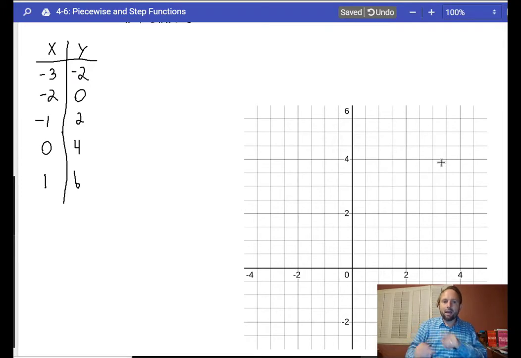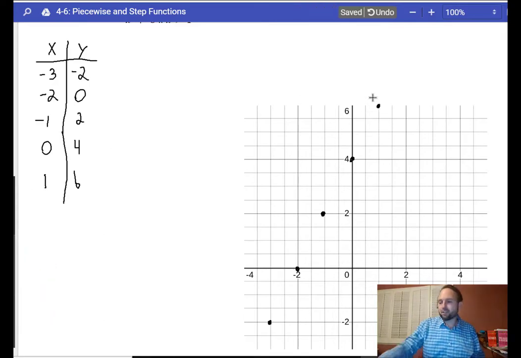So at negative 3, it's going to be at negative 2. Cool. At negative 2, I put positive 2. That's all right. Let's erase that. All right, -2 right there. And then at -2, it's at 0. At -1, it's 2. 0 is 4. And then 1 is going to be at 6, which should be right about there.